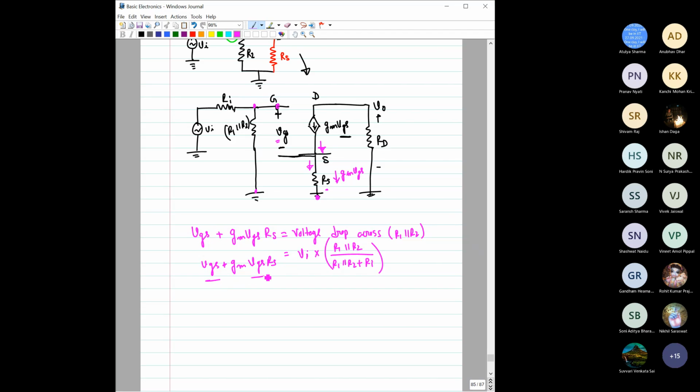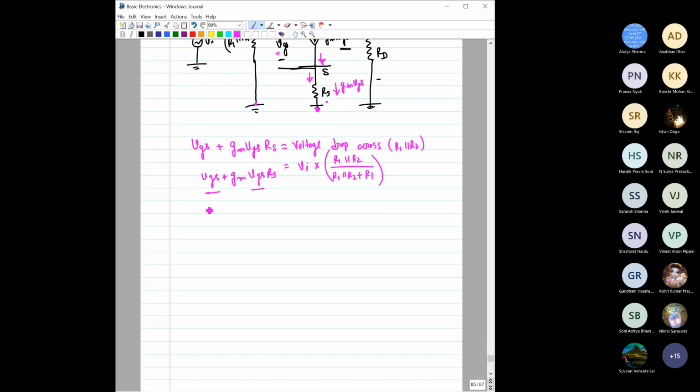Now you can see here there are two VGS terms. So let me write it in this way. This VGS into 1 plus GM RS would be equal to VI into R1 parallel R2, right? Then we can finally write this expression for VGS as VI into R1 parallel R2 divided by 1 plus GM RS, right? The same thing. Okay.